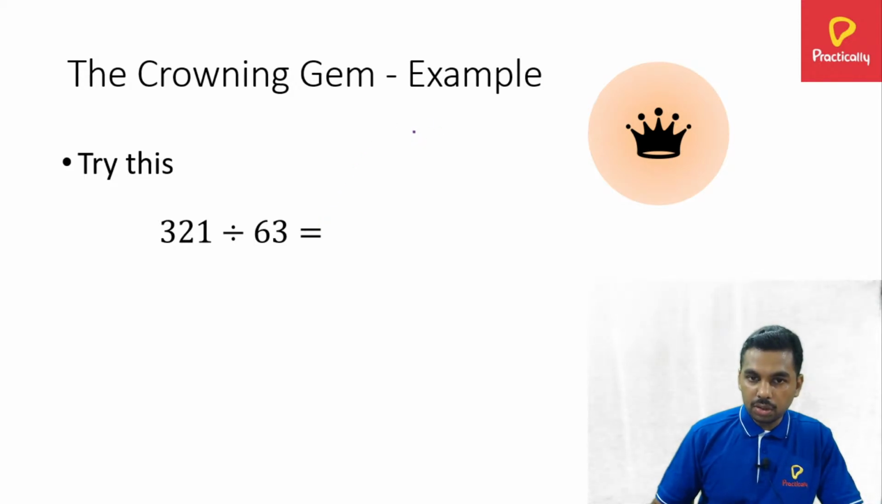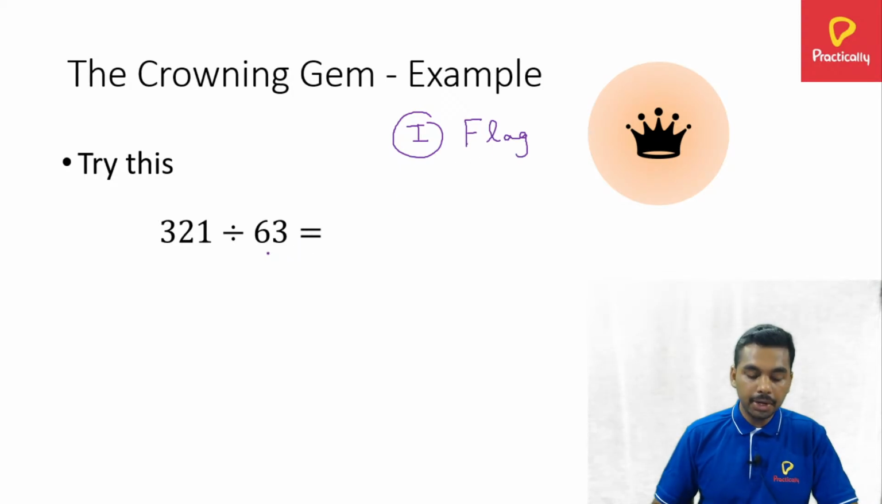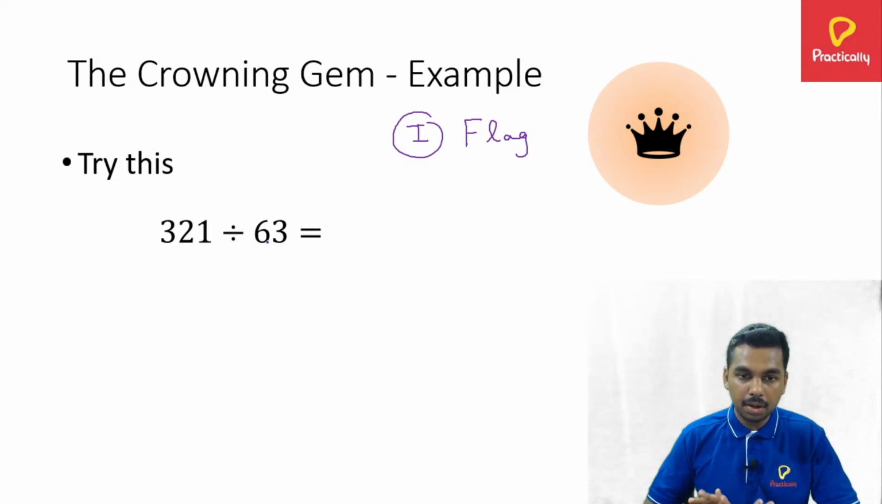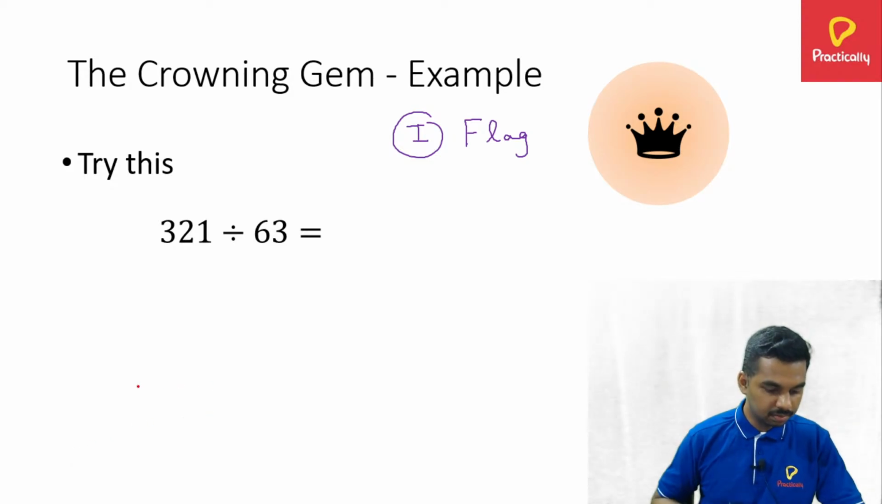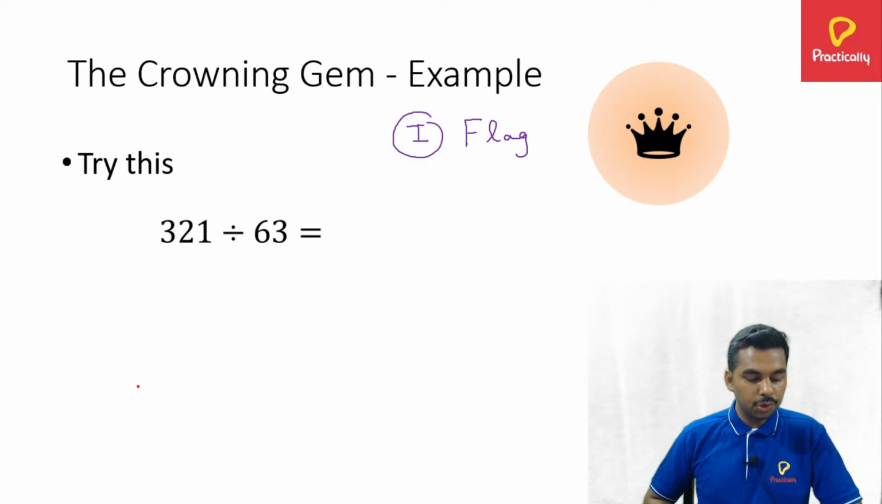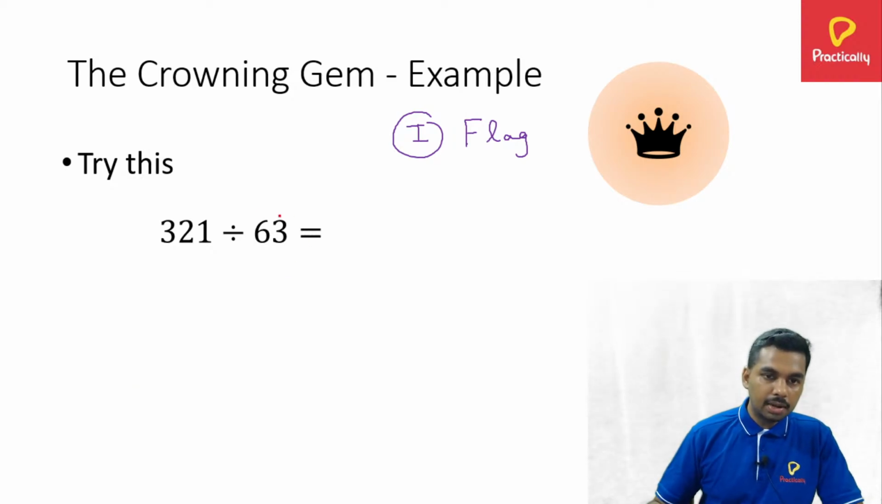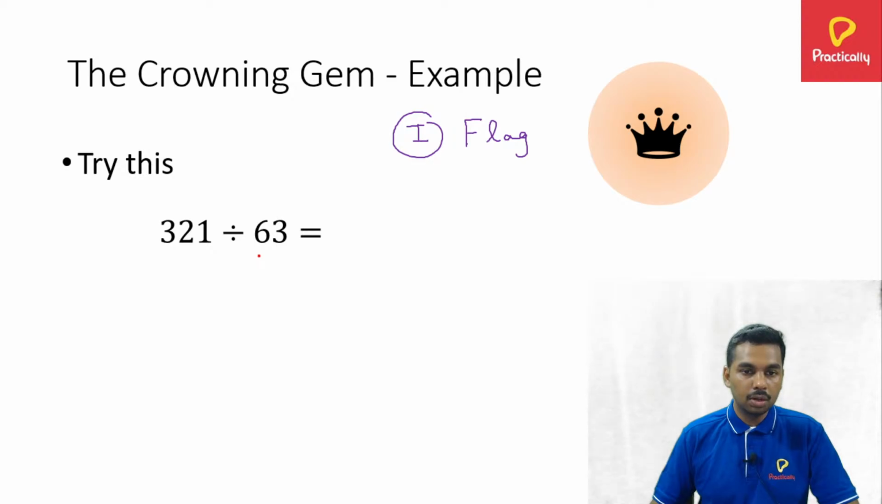As we said before, step 1, we have to identify the flag number. Can anybody put in the chat box what flag number we consider in this particular problem? Adityan or Bhuvan, anybody? I'll give a hint. This is the dividend. This is the divisor. The flag number is taken to be the units place digit of the divisor. The divisor is 63. You just have to tell what the units place digit is.